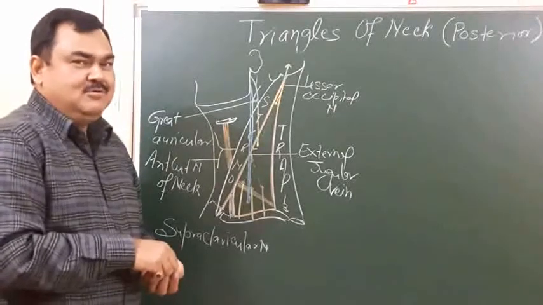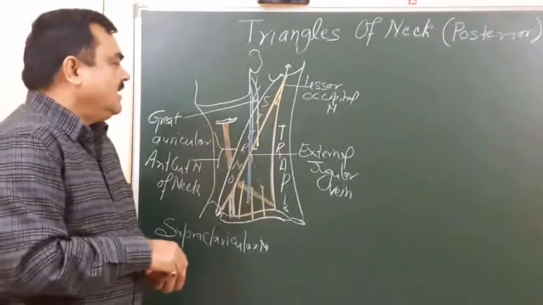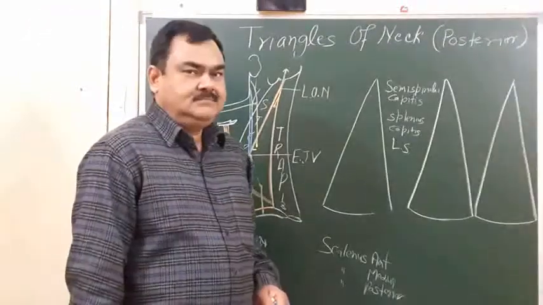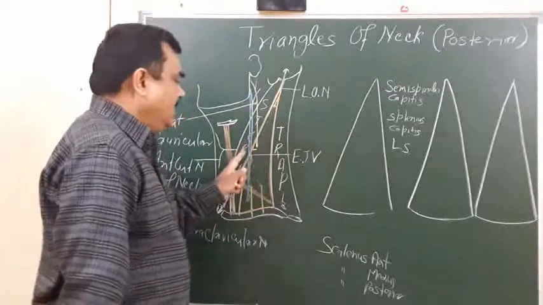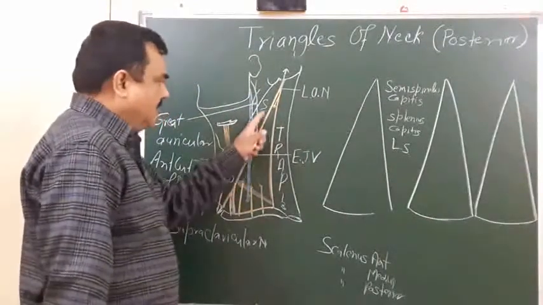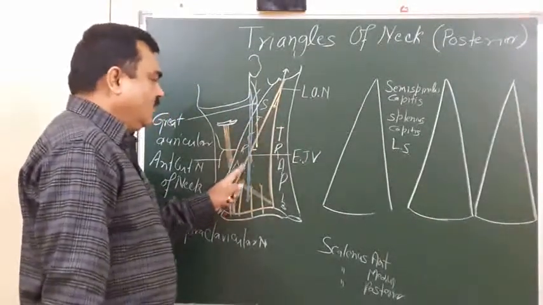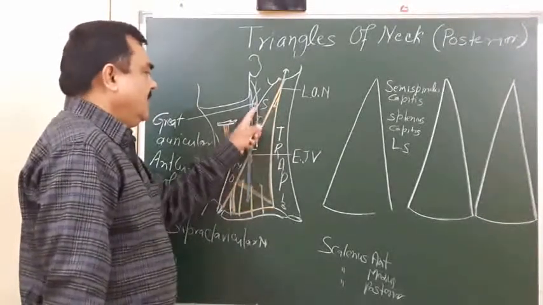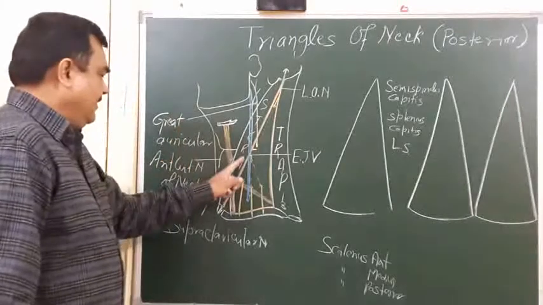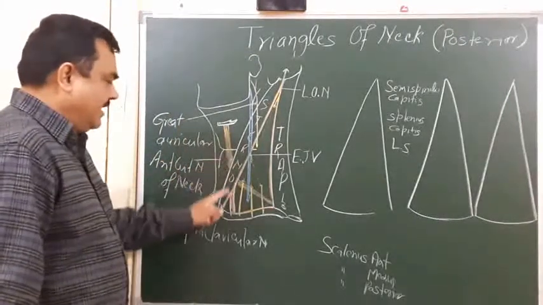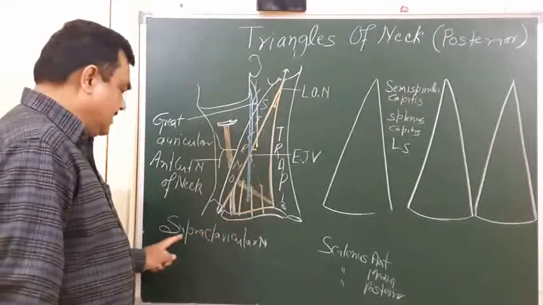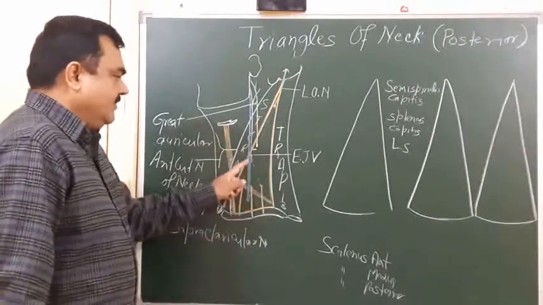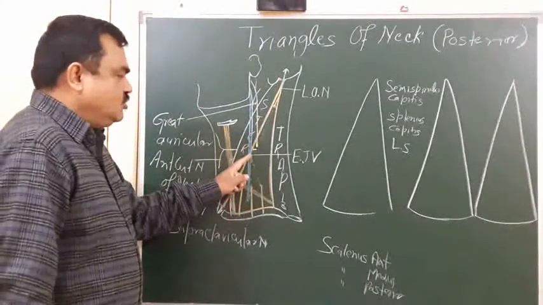In the next video, we'll discuss the contents and floor of this triangle. So you have seen the roof of the posterior triangle. In the roof, there are 4 nerves: lesser occipital nerve, great auricular nerve, here is the anterior cutaneous nerve of neck, and these are 3 branches of the supraclavicular nerve. And here is the vein, that is the external jugular vein.